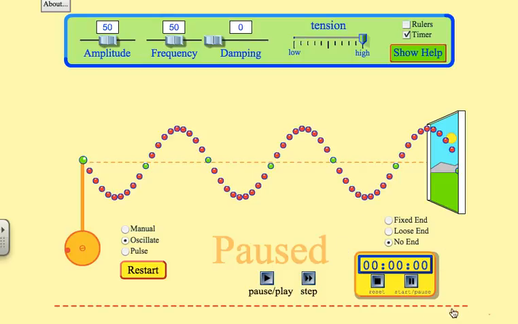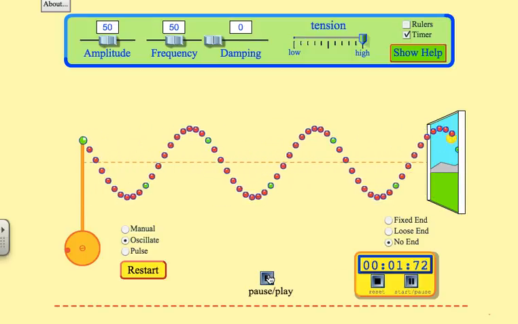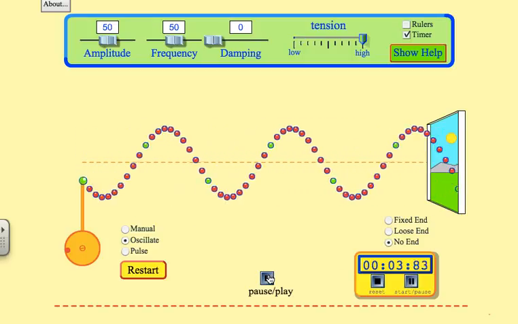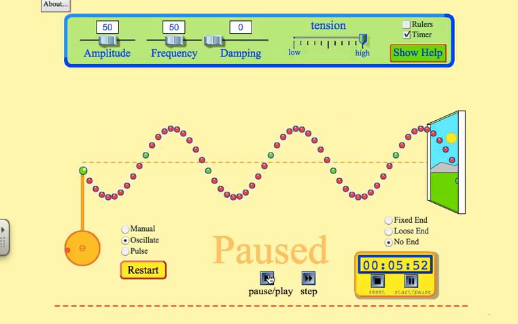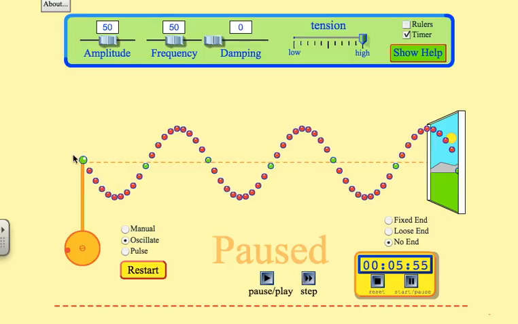So if I start my timer, it won't start because time is paused, but I'm going to unpause this and I'm going to determine 10 cycles here. So 1, 2, 3, 4, 5, 6, 7, 8, 9, 10. I should probably go a little bit more. 10 cycles would be right back here. So this has now gone up, down, and returned one complete cycle 10 times. So my cycles are 10.